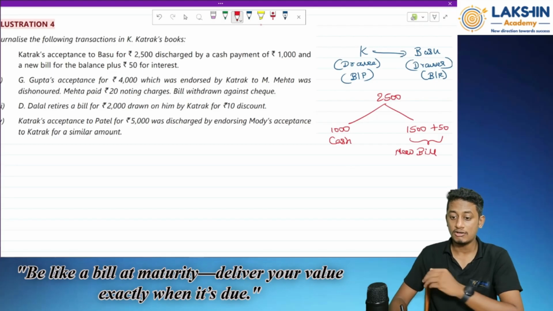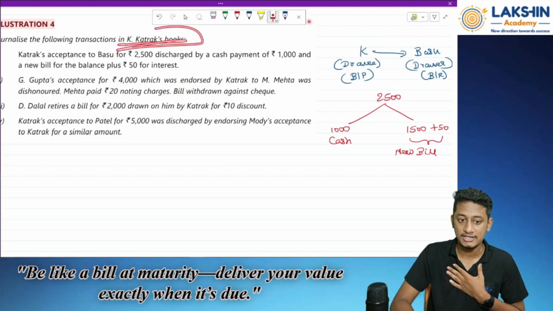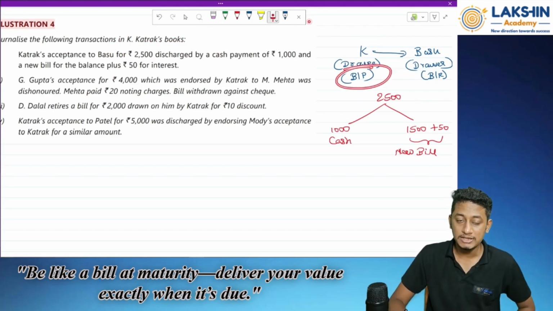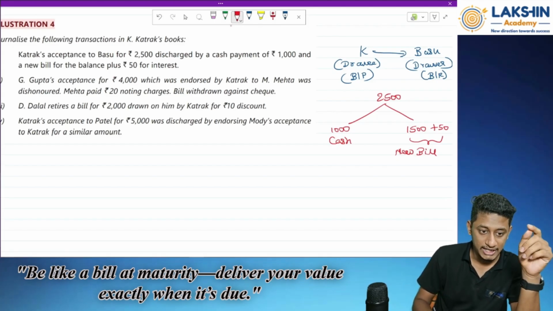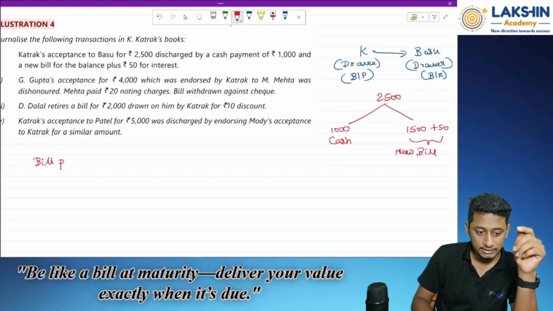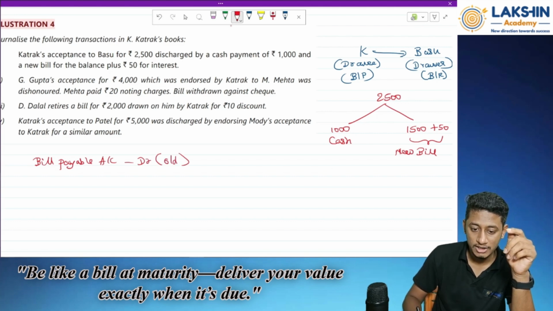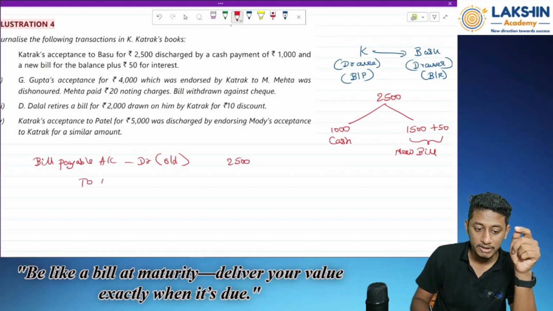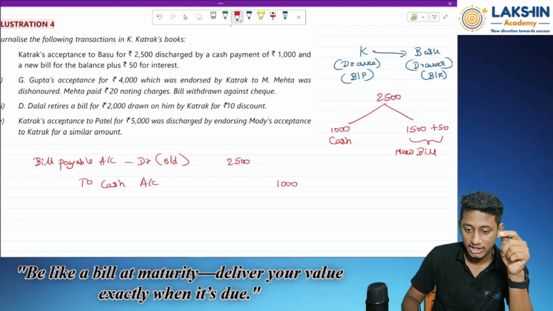Okay, fine. So now let's see how to pass the entry. Since we are passing all the entries in the books of Mr. K, we have to pass bills payable. First of all, let's cancel the old bills payable. So whenever I am cancelling old bills payable, the entry will be bills payable account debited. This is for the old bill. How much was the bill value? 2,500. I am cancelling the old bill. How is this bill being cancelled? Because of the discharging, through cash. Through cash, I have paid rupees 1,000. We have seen that over here.